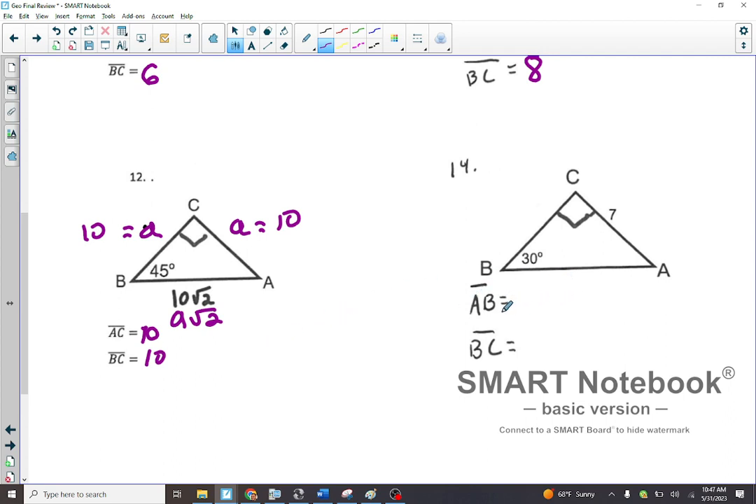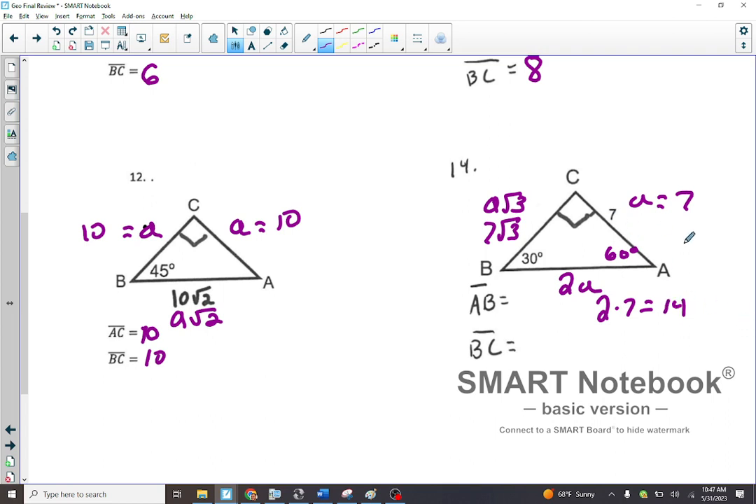Okay, in this situation, across the 30 is always A. Across the 60, this must be 60 because that's a leftover, is A root 3. And across the 90 is 2A. So in this case, A is just 7, which means A root 3 is 7 root 3. And across the hypotenuse is 2 times 7, or 14.